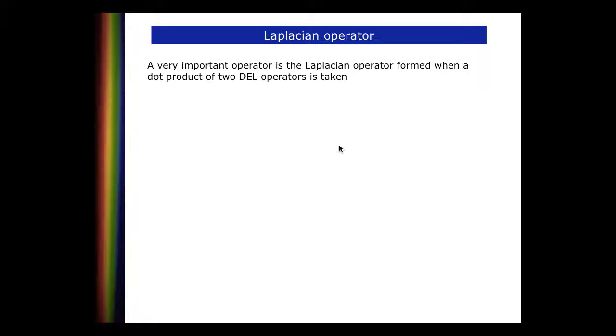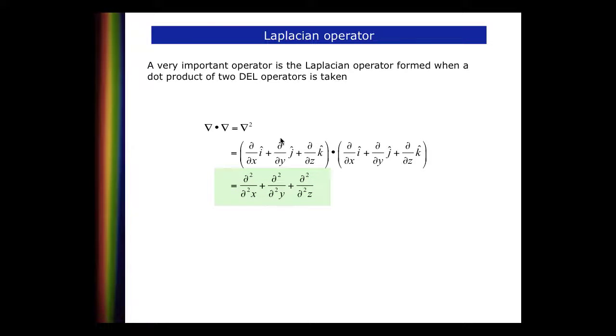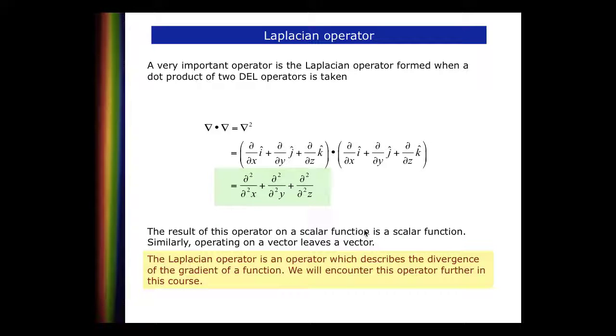Another important operator which you will often encounter in this course is the Laplacian operator, or simply the Laplacian. It is formally obtained by the dot product of two del operators. It is the second-order differential operator, meaning that it involves second partial derivatives. It is simply given by the sum of the second partial derivatives in respect to the three Cartesian coordinates, x, y and z. The Laplacian results when you apply del operator consecutively, first as the gradient and then as the divergence. Thus the Laplacian is the divergence of a gradient.